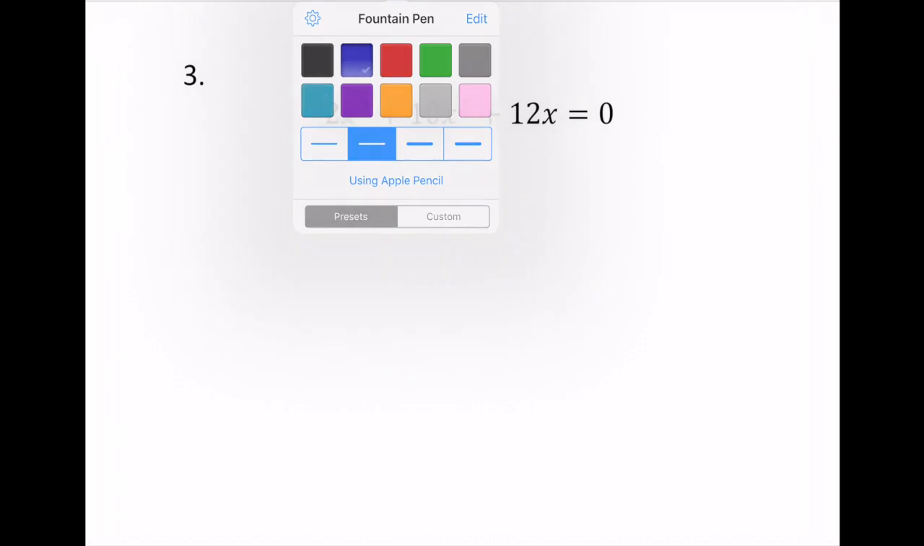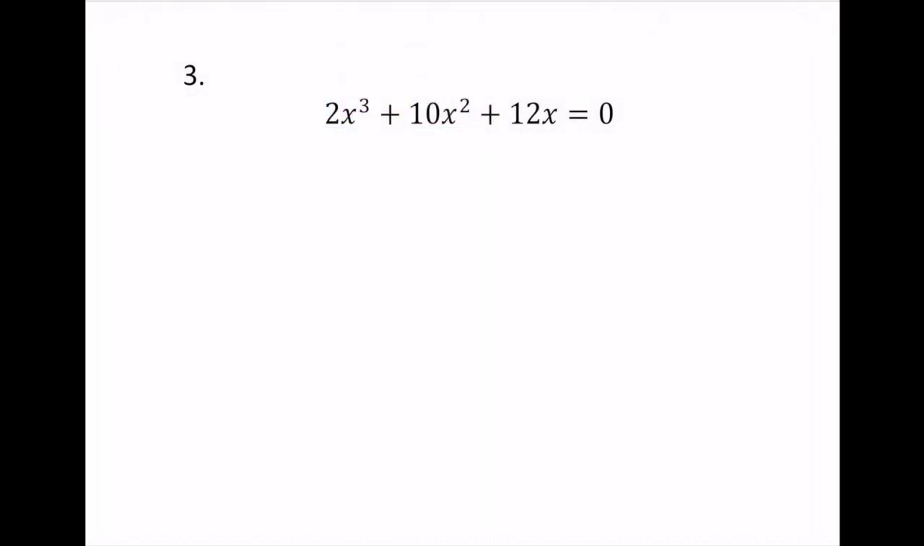Let's try number 3. Alright, this one looks a tiny bit different from number 2, because you'll notice there's a number in front of the x. And this isn't an x squared, it's an x to the third. So we're going to want to factor out some things here. Let's look at what all 3 of these terms have in common. 2 is divisible by 2. 10 is divisible by 2. And 12 is divisible by 2. So all 3 of these terms can be divided by 2. So I want to write that on the outside here.